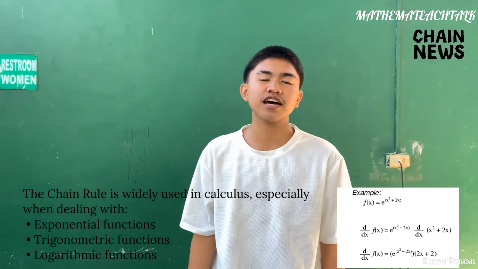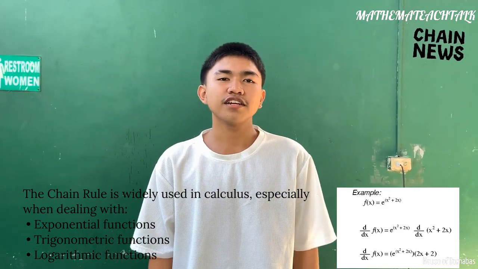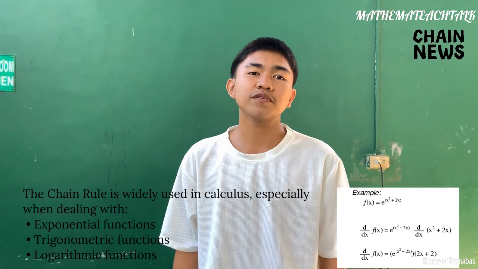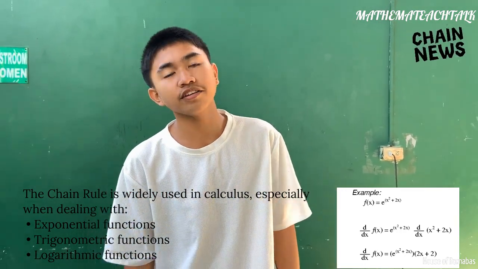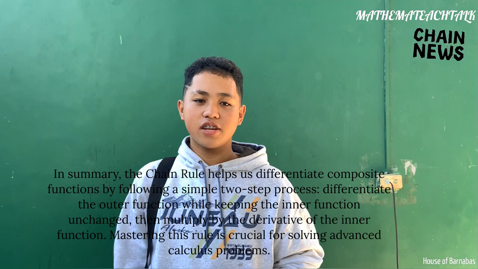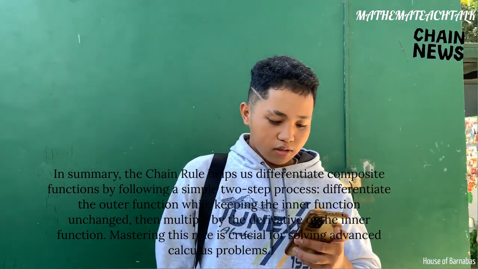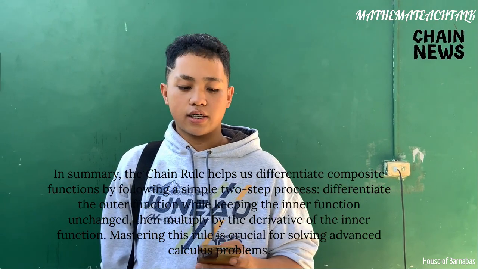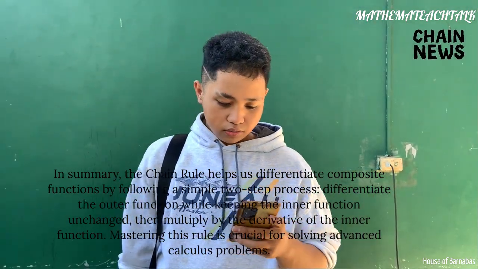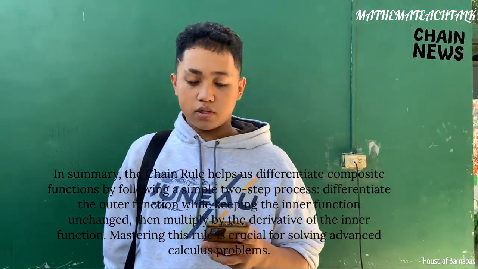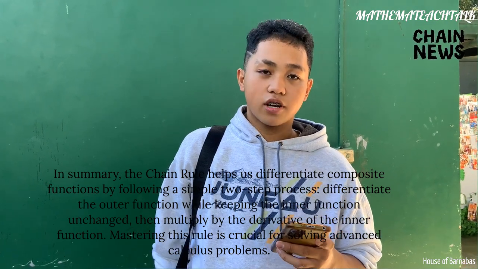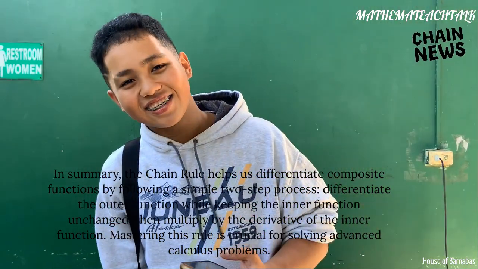Now, let's move on to the importance of the chain rule. The chain rule is widely used in calculus, especially when dealing with exponential, trigonometric, and logarithmic functions. In summary, the chain rule helps us differentiate composite functions by following a simple two-step process. Differentiate the outer function while keeping the inner function unchanged. Then multiply by the derivative of the inner function. Mastering this rule is crucial for solving advanced calculus problems.